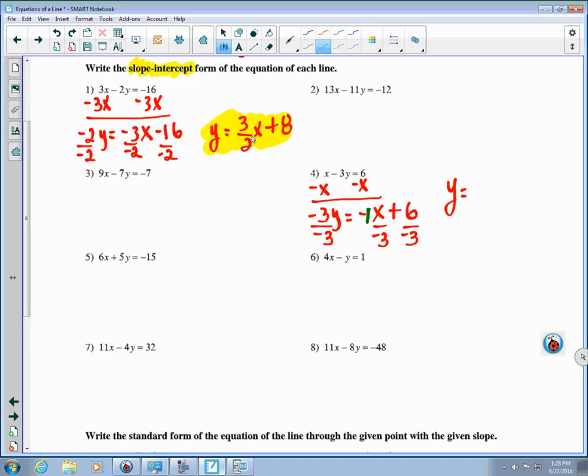Just 1/3. Very good. You don't have to change it to a decimal, especially if it's a repeating decimal. Definitely a big no-no. And what is 6 divided by negative? That's positive. Negative divided by negative. And then that would be negative 2. Good job.